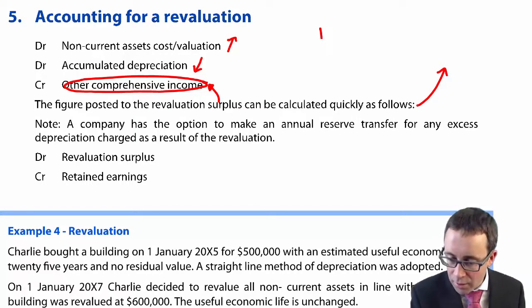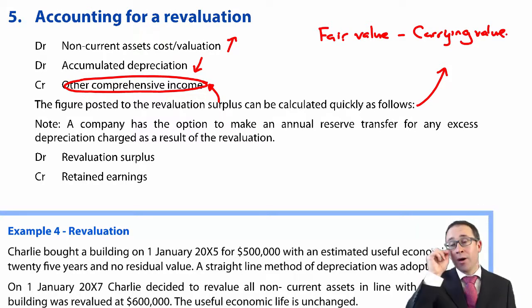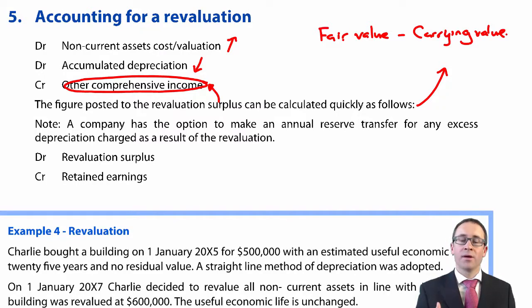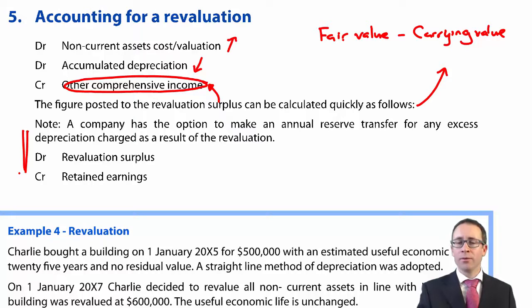So essentially what you do there is you take your fair value and deduct the carrying value, because that's where we are going from and to. You take the carrying value up to the fair value. There's a tiny little note at the bottom. I think we'll discuss that as we go through the example.